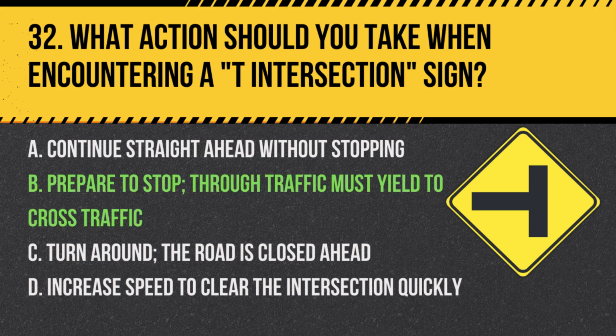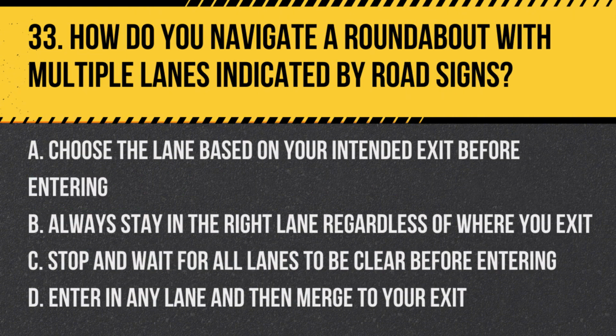Answer B. Prepare to stop. Through traffic must yield to cross traffic. This sign indicates the presence of a T intersection ahead. Question 33. How do you navigate a roundabout with multiple lanes indicated by road signs? A. Choose the lane based on your intended exit before entering. B. Always stay in the right lane regardless of where you exit. C. Stop and wait for all lanes to be clear before entering. D. Enter in any lane and then merge to your exit.